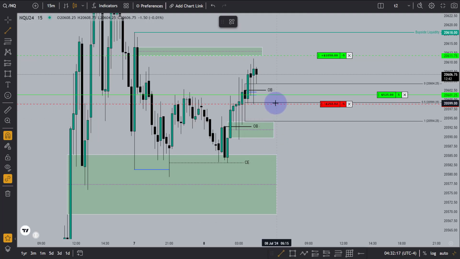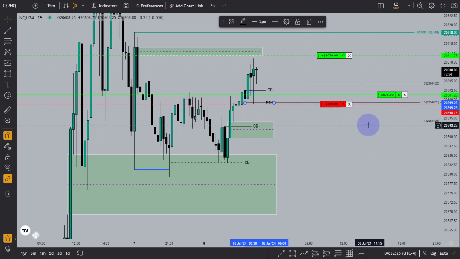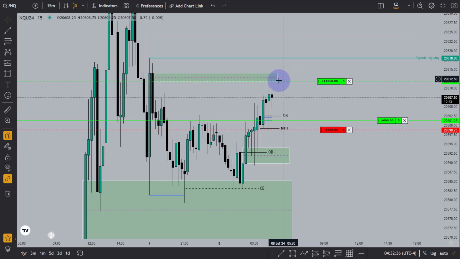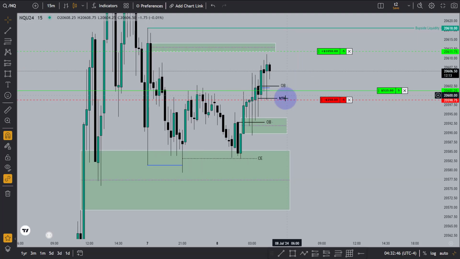So let me mark it. Why it is important, I will tell you in 1 minute. But first, try to understand why I took that entry. I will explain everything. So it tapped to this mean threshold. You can see the market tapped to this mean threshold of that propulsion block. Now it is going higher. I believe that it will reach very near to that line. It will go very near to that line within 30 minutes. That's my expectation so far until now.